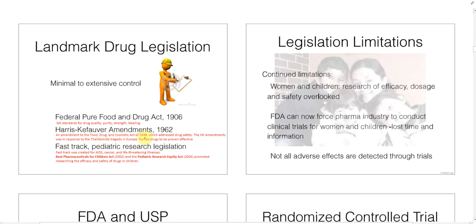The Kefauver-Harris amendments of 1962, I'm not going to pronounce that, were an amendment to the Food, Drug, and Cosmetic Act of 1938, which addressed, again, drug safety, because safety is one of the most important things. And safety, if I recall what Rachel said appropriately, is part of effectiveness as well. The amendments were in response to the thalidomide tragedy in Europe.